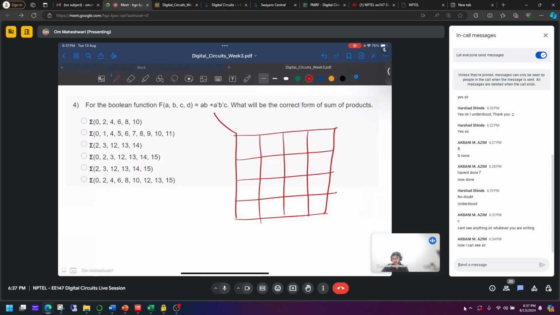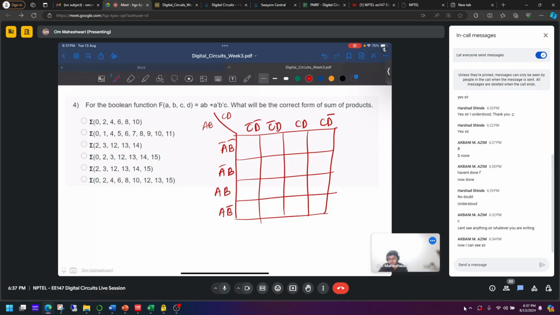We have A, B, C, D. So let's take A, B here, C, D here, A bar B bar, A bar B, A B, A B bar. This is C bar D bar, C bar D, C D, C D bar. Now, how do we number this?